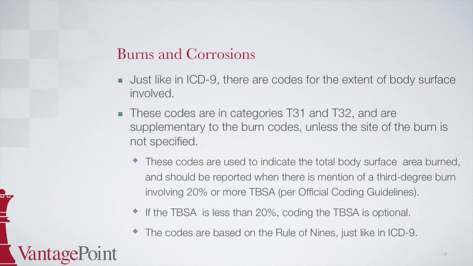ICD-10, like ICD-9, contains separate codes for the reporting of total body surface area affected by burns, as well as how much of that total surface area was third-degree burns. The total body surface area codes are supplementary codes, meaning that they would be reported in addition to the burn codes indicating anatomic site and degree of burn. The only time when these codes would be used as the principal diagnosis is when the site of the burn is not specified, and this should never happen.